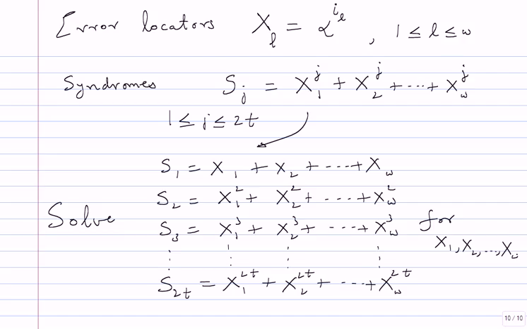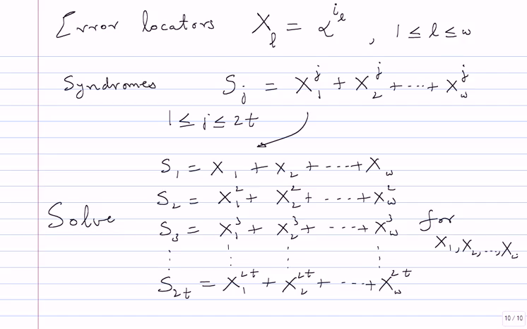Once I write these equations down, there are several things you can infer immediately. First of all, are these linear equations? No, right? These are equations with variables and constants in which field? F2 power m. S1 through S2t, remember, are from F2 power m. These are clearly nonlinear equations. They involve power sums. And are they all independent? Can you quickly identify some dependence?